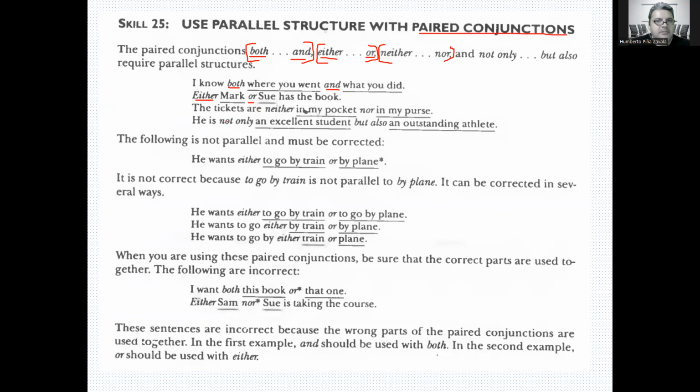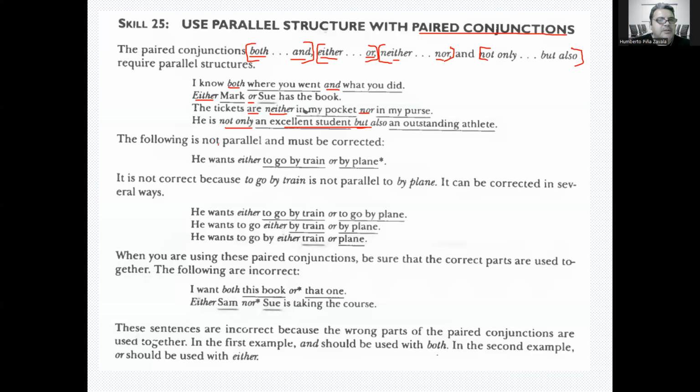Neither nor. The tickets are neither in my pocket nor in my purse, right? Meaning they're not in my pocket and they're not in my purse. Okay, remember the neither is a negative word, nor is a negative word. That's why the verb looks positive, but the idea is negative. The tickets are neither in my pocket nor in my purse. Not only, but also. He is not only an excellent student, but also an outstanding athlete. Okay, so they always go together. You cannot move them around.